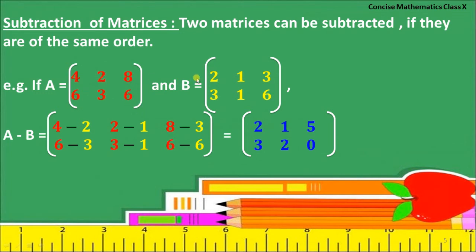4 minus 2 is 2. 2 minus 1 is 1. 8 minus 3 is 5. 6 minus 3 is 3. 3 minus 1 is 2. 6 minus 6 is 0. This is the difference between the given two matrices.